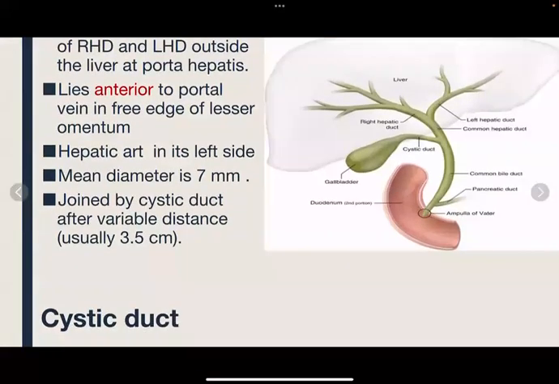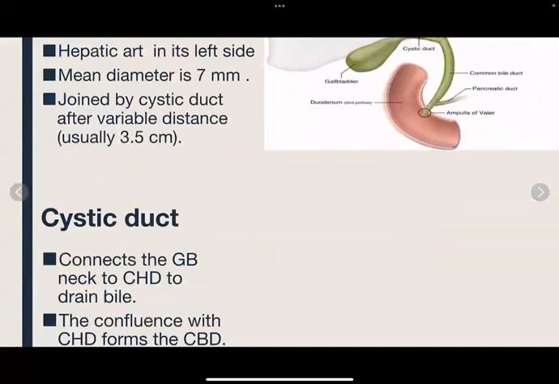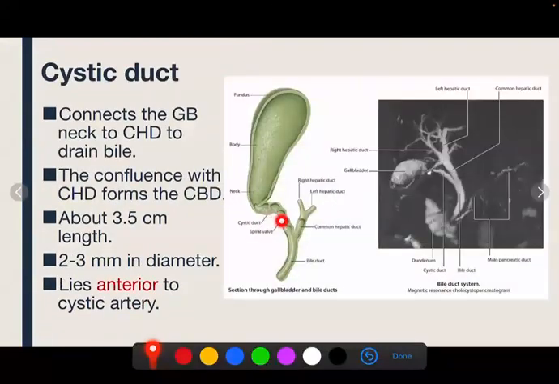The cystic duct connects the gallbladder neck to the common hepatic duct, forming the common bile duct. It is about 3.5 centimeters long, 2 to 3 millimeters in diameter, and lies anterior to the cystic artery. This is an MRCP showing the cystic duct. This is the gallbladder, and this is the common hepatic duct. The joining of the cystic duct and common hepatic duct forms the common bile duct.